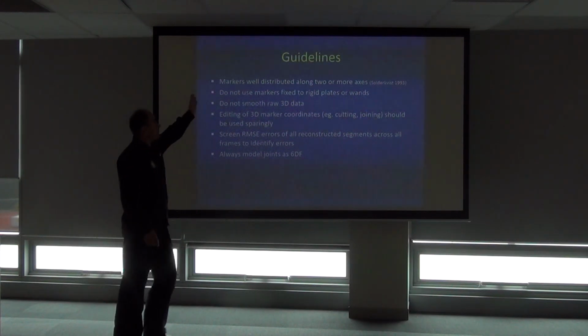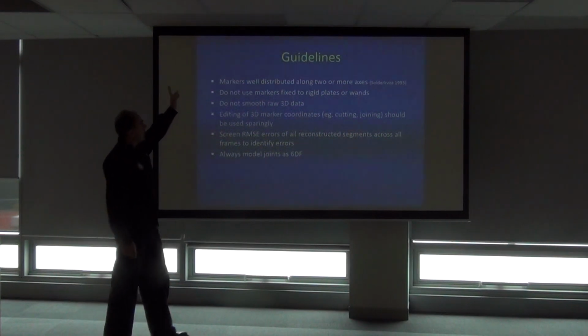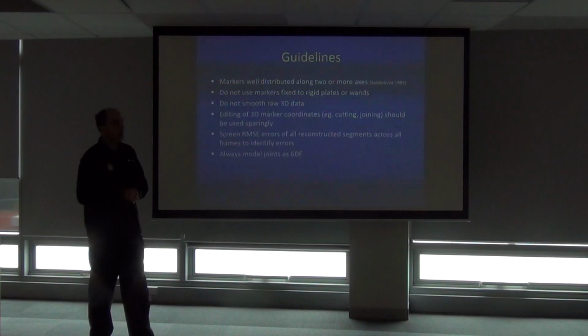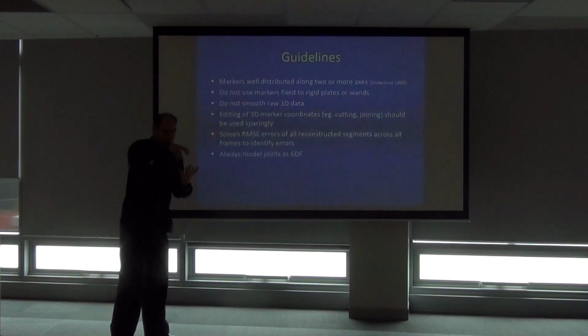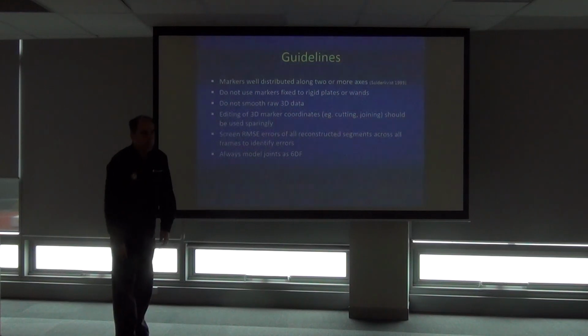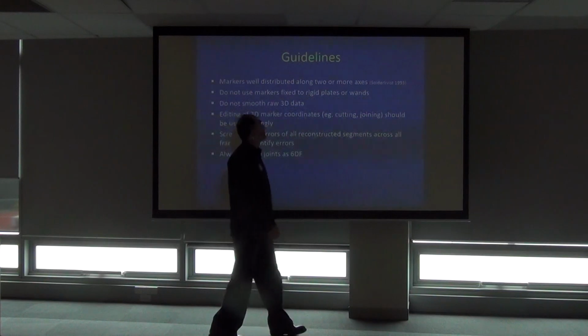Markers distributed well along 2 or more axes. That's been around for a while. I don't like that one, but I'd say do not use rigid plates or wands. They're all fixed together in a cluster on the surface, representing the motion of that surface rather than the underlying segment, and are not well distributed.